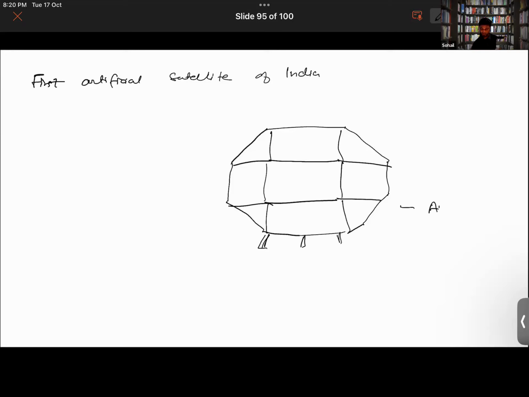This is the Aryabhata, remember? Previously, I told you that in the year 1975, this satellite was launched by India. Remember that? That was the first satellite of India. And you should be remembering some other names also, some of the other satellites launched by India.